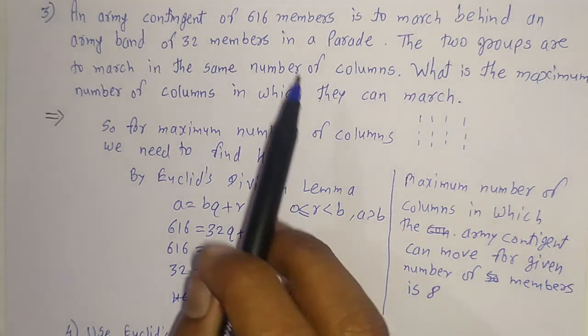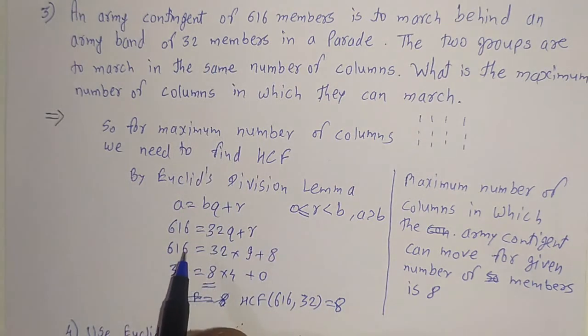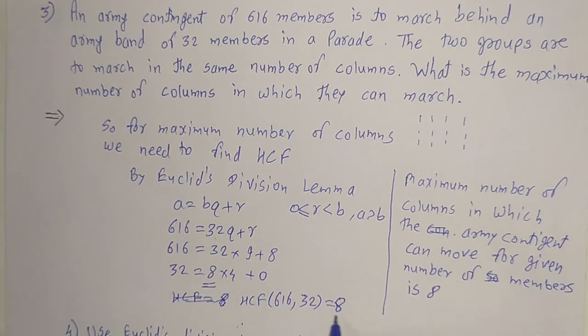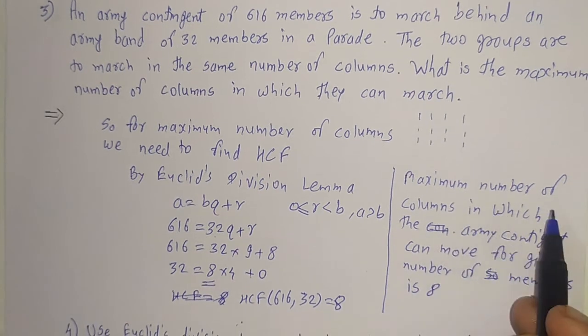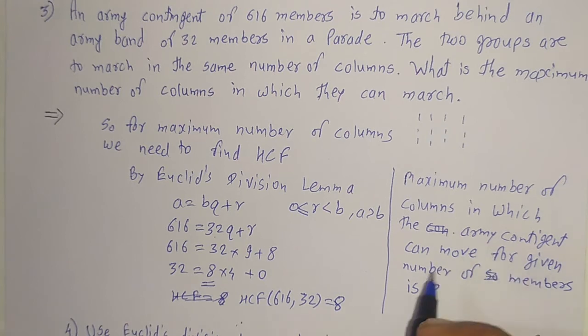So what are the given numbers? 616 and 32. If you apply Euclid's division lemma to these two numbers, you will get HCF as 8, and that will be our final answer for number of columns. So maximum number of columns in which the army contingent can move for given number of members is 8.